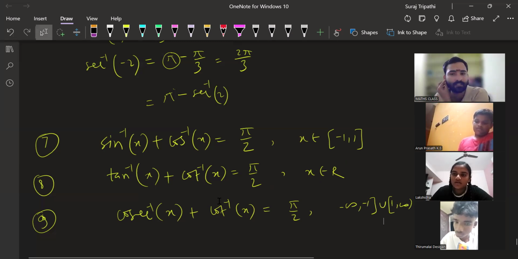For that one, this is important to find domain and range. These identities are important. Okay.